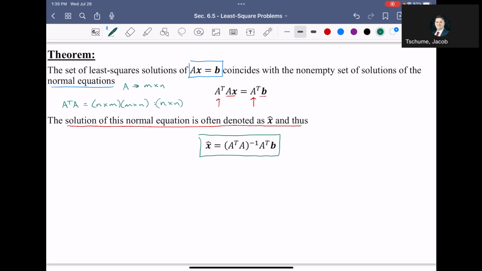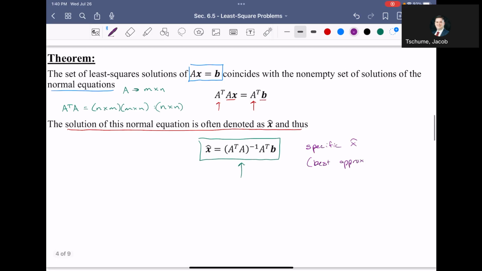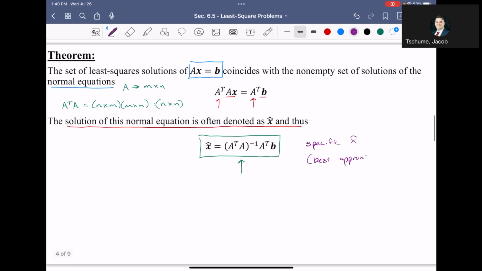And that then allows us to do the inverse part and find x hat. So you see two equations here. If you're ever looking for a specific x hat, or what we will usually call the best approximation of the matrix equation, you will use the formula that you see in the green box.